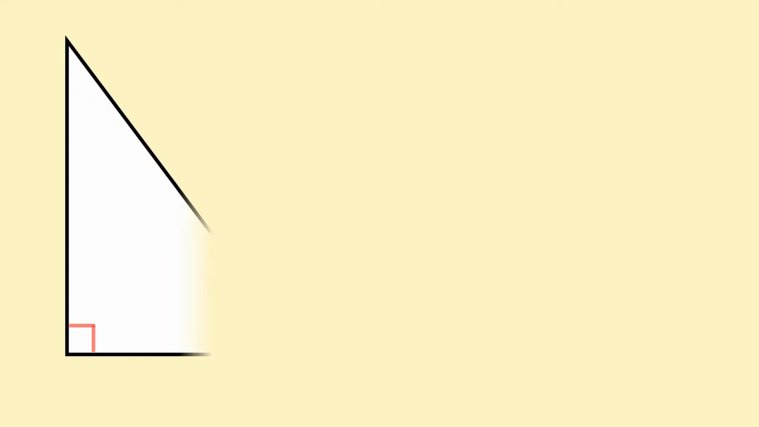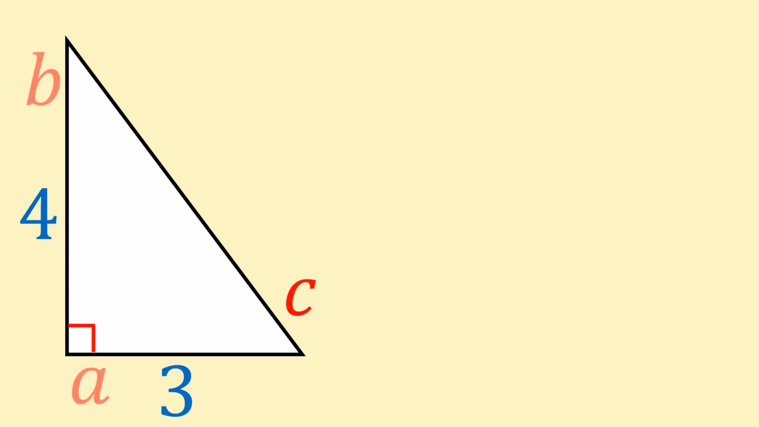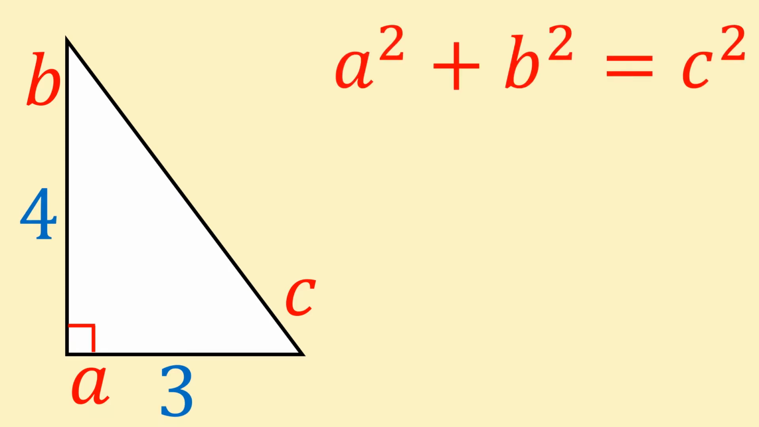Here's a right-angled triangle with two side lengths of 3 and 4. Work out the length of the third side. First, label the triangle with A, B and C, like we just did before. C for the longest side and A and B for the other two sides. Now, pull up the Pythagoras theorem formula. Side A squared plus side B squared equals side C squared.